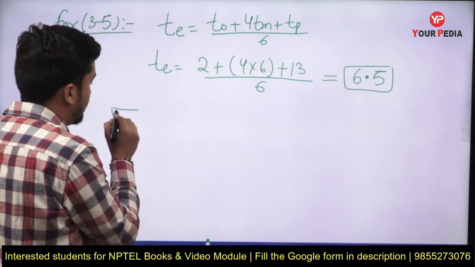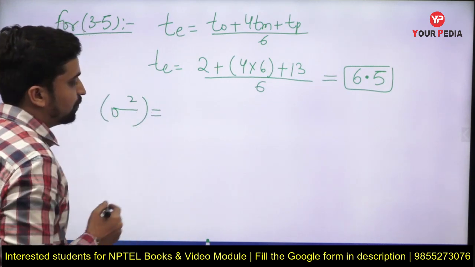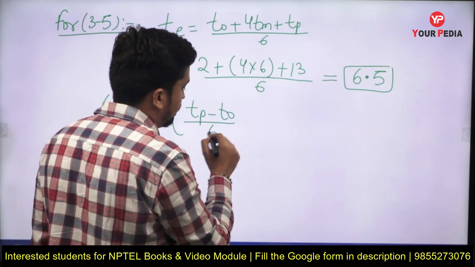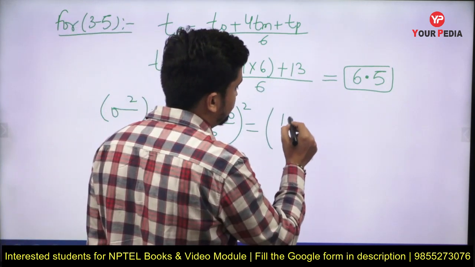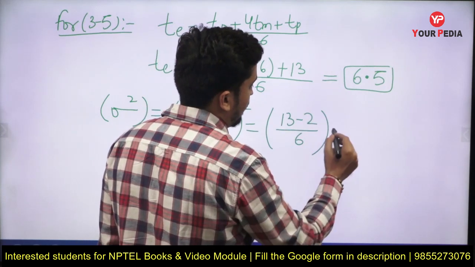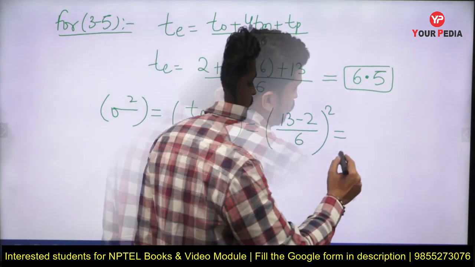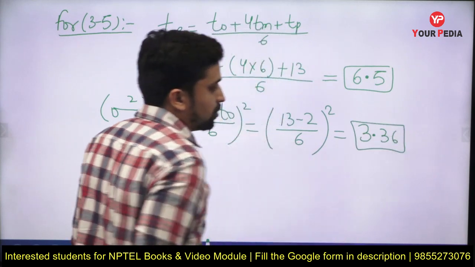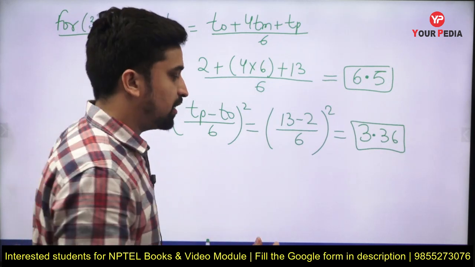What is left for activity 3 to 5 is sigma square, which is the variance, and this will be equal to (TP minus TO) divided by 6, raised to power 2, and TP is 13, so this will be 13 minus 2 divided by 6 and raised to power 2, so this will come out to be equal to 3.36. So now we have calculated the expected time and variance for 5 activities.